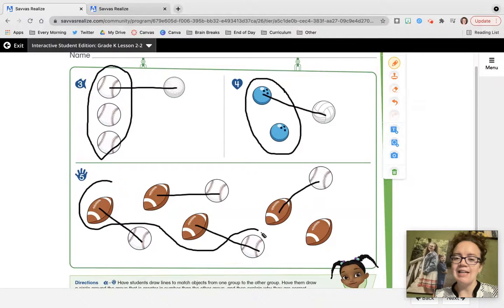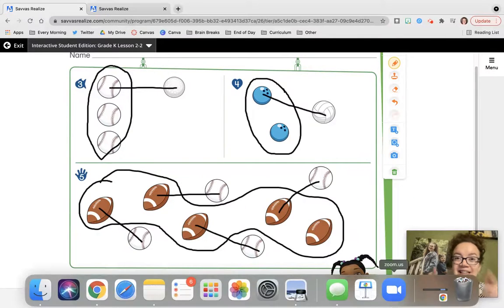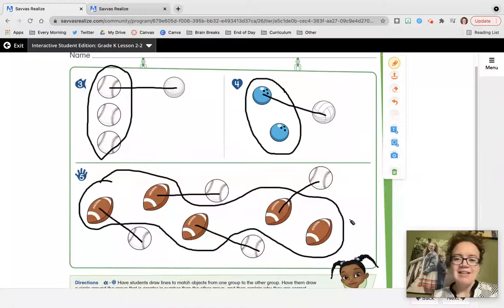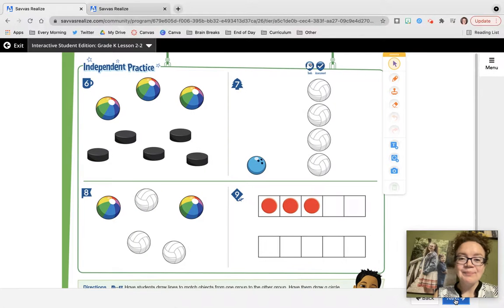This time it's going to look a little silly because you have to kind of go all around the page. So look how I did it. You do the same thing. What math term do we use? Raise your hand and tell the guest teacher. The footballs are greater than the baseballs. Turn the page. Your page should look like mine.